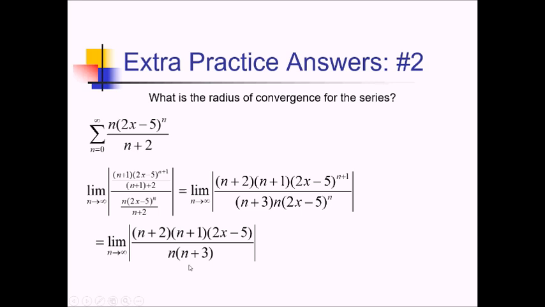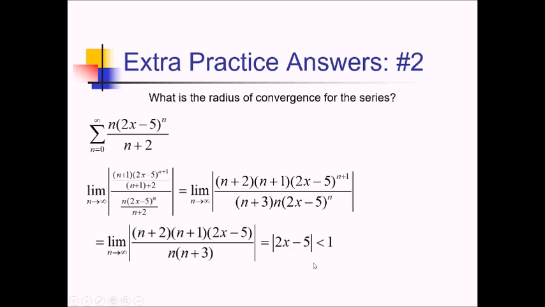So now, if I go to infinity with the n value, I can ignore the plus 2, the plus 1, and the plus 3 here, because those are all next to n. So as n grows to infinity, those become insignificant. So really, upstairs, I've got n squared times 2x minus 5. Downstairs, I've just got n squared. The n squareds cancel, so this constant 2x minus 5 is all that's left. So I've got absolute value of 2x minus 5. And for the series to converge, the absolute value of whatever's left over here has to be less than 1.